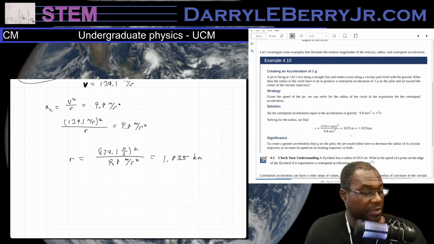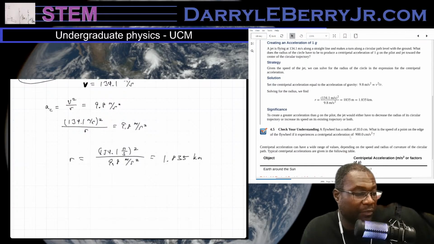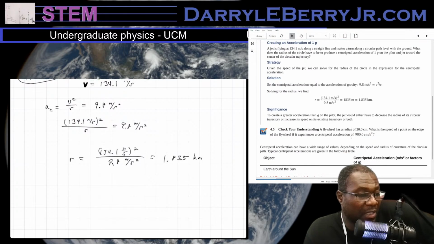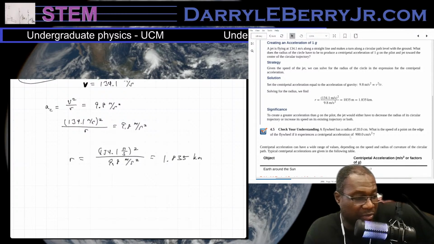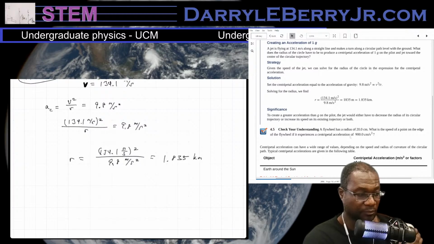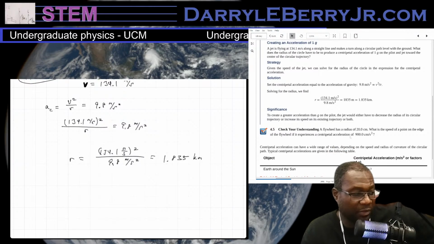To create a greater acceleration in g on the pilot, the jet would either have to decrease the radius of its circular trajectory or increase its speed on its existing trajectory. Check your understanding. A flywheel has a radius of 20 centimeters. What is the speed of a point on the edge of the flywheel if it experiences a centripetal acceleration of 900 centimeters per second squared? So basically, we're just inserting it into the same formula.